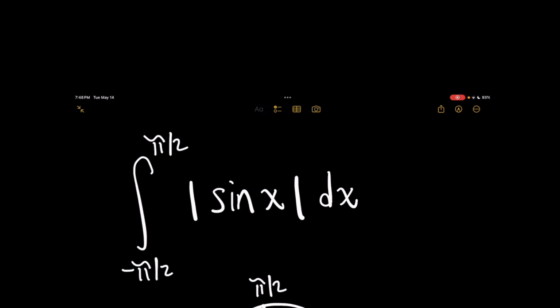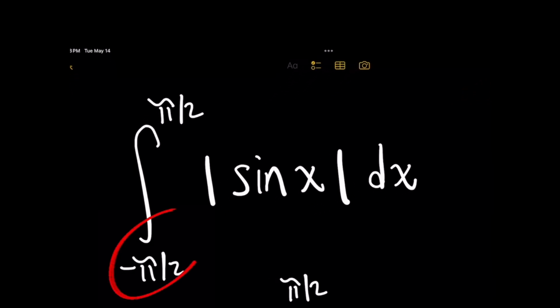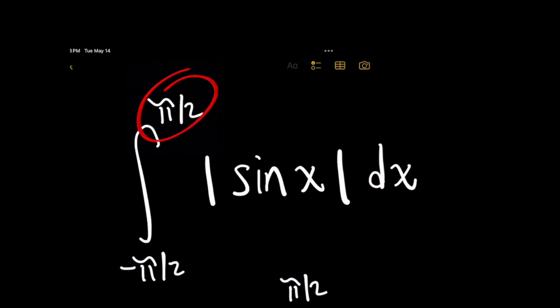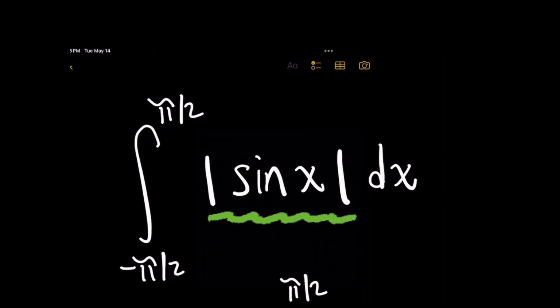We have this definite integral from negative pi over 2 to pi over 2 of the absolute value of sine of x dx. Now, the absolute value here is crucial to understand because it changes how we solve this problem. It's not going to be the same as if you just had sine of x dx.